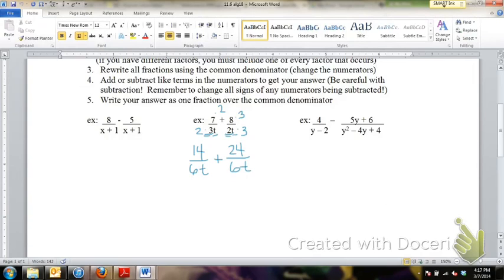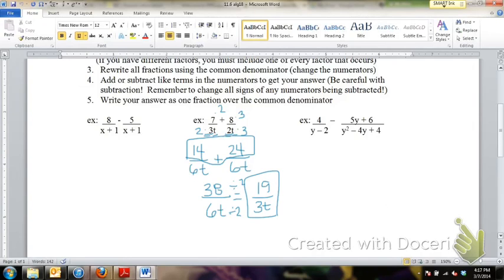Now, don't reduce your fractions, because then you're right back to where you started. So my answer is going to go over 6t, and I just combine the tops. 14 plus 24 makes 38 over 6t. Now that does reduce, so I'm going to divide both by 2, and I get 19 over 3t. Okay? Alright, now here comes the big guy.